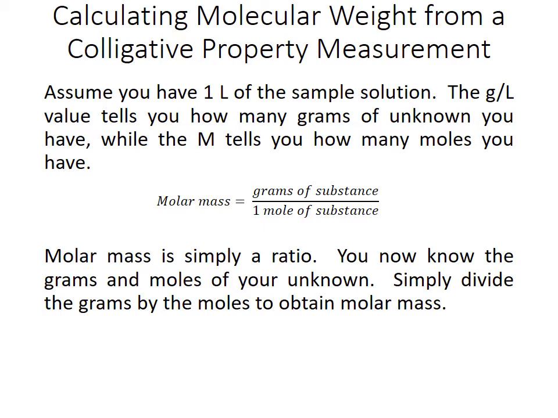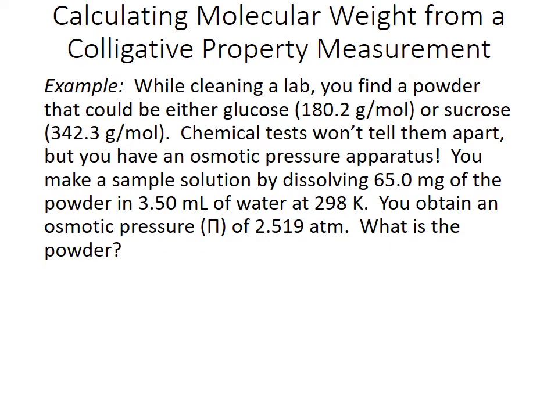Let's put this into action with an example. Here's our example. While cleaning a lab, you find a powder that could be either glucose, 180.2 grams per mole, or sucrose, 342.3 grams per mole. Chemical tests won't tell them apart, but you have an osmotic pressure apparatus. You make a sample solution by dissolving 65.0 milligrams of the powder in 3.5 milliliters of water at 298 Kelvin. You obtain an osmotic pressure measurement of 2.519 atmospheres. What is the powder?